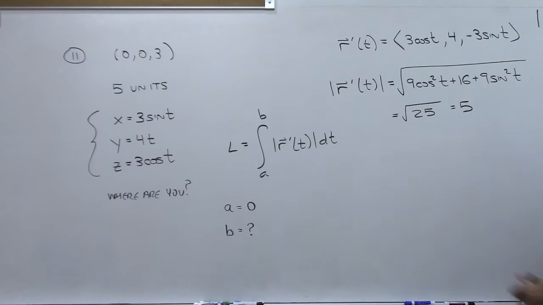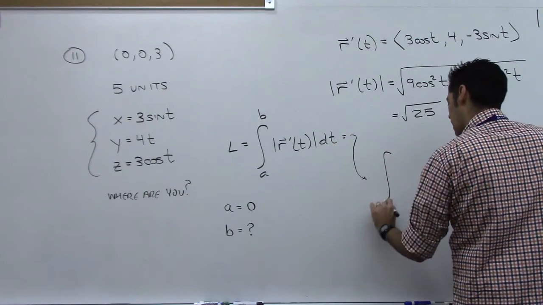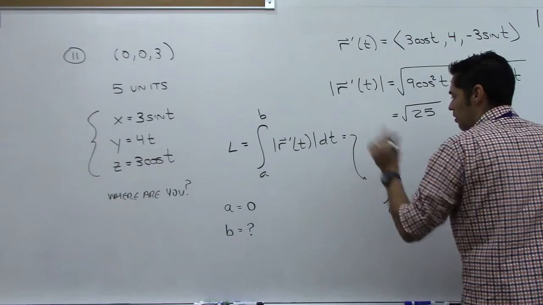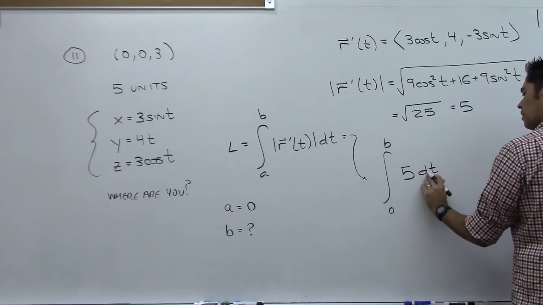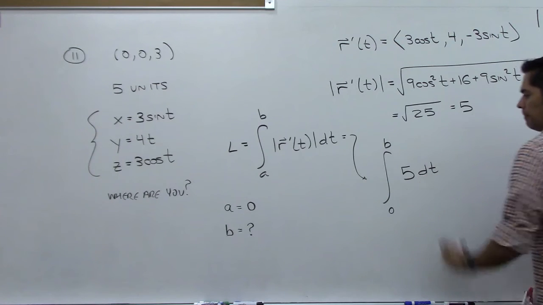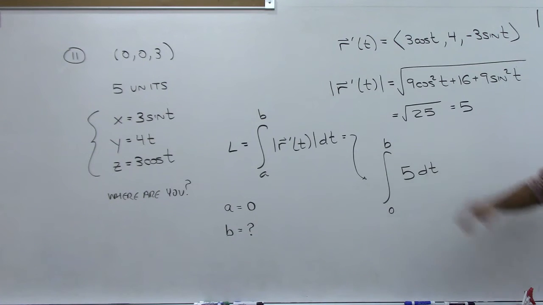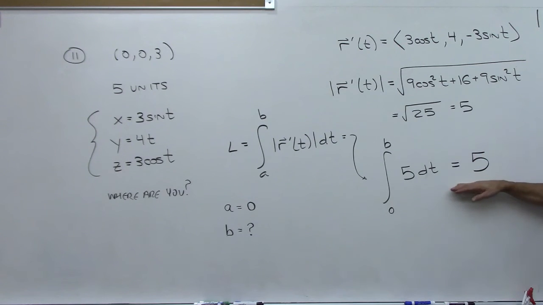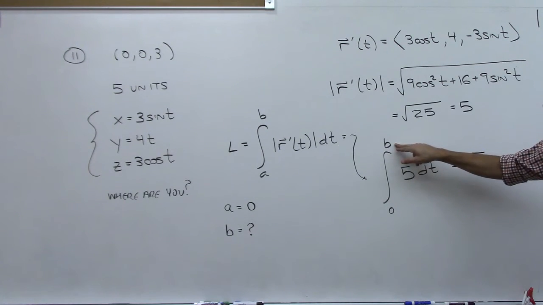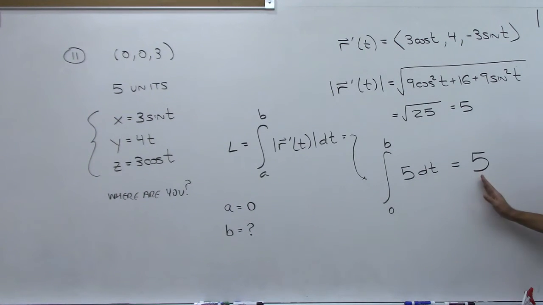So here's what I know. This right here equals, for me, the integral from 0 to b, which again, I don't know what b is, of 5 dt. That's the length of the curve if I go from 0 to b. Well, I know that I'm supposed to go 5 units, so I want this to be equal to 5. I want to figure out what b I need to stop at. What point in time do I need to stop at in order for this arc length to be 5?